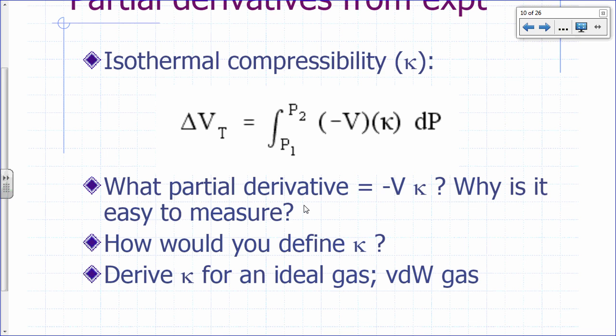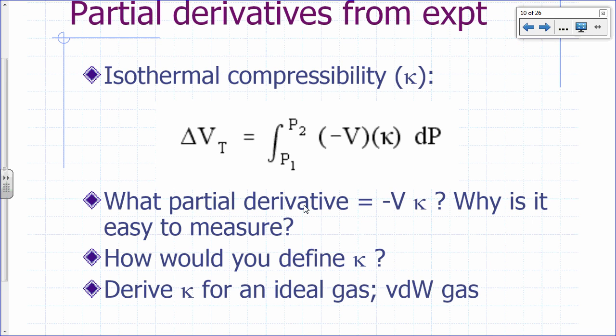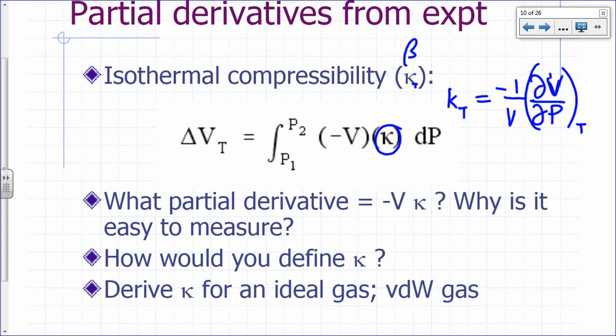Another partial derivative that's easy to determine, you can determine from what's called the isothermal compressibility, kappa. In some textbooks, this is given the symbol beta. Kappa sub T, I think this is what your book uses, to emphasize that this is an isothermal quantity. So kappa, or kappa sub T, is negative 1 over V times the partial of V with respect to pressure at constant temperature. In other words, it's the fractional change in volume per unit change in pressure.